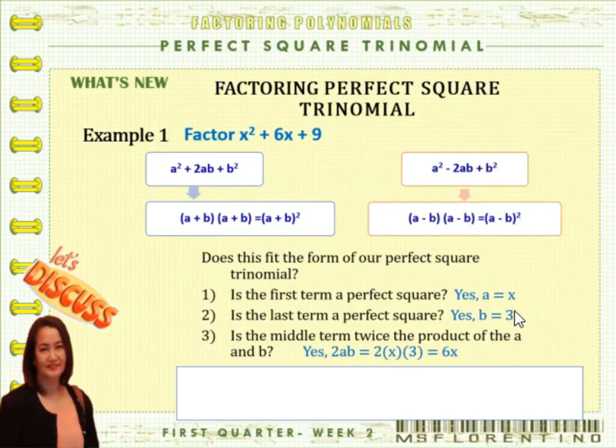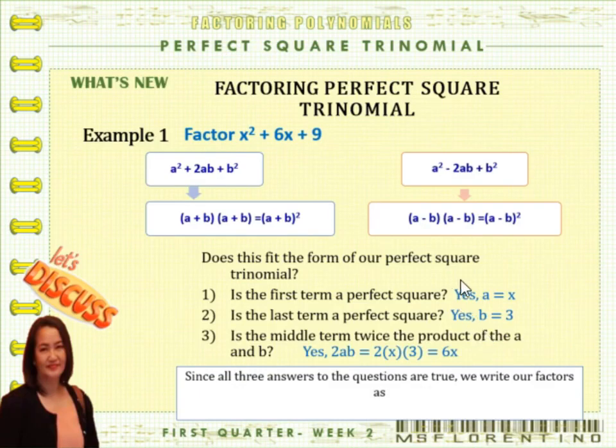Multiply x by 3, we get 3x, and multiply this product by 2, we get 6x. 6x is the same as our middle term in the given polynomial. Since all the answers to these questions are true, we write our factors as x plus 3 times x plus 3, and it is equal to the square of x plus 3.